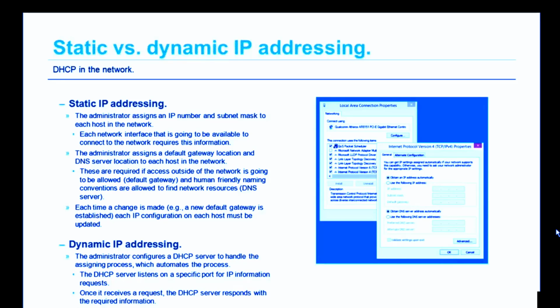That would be through the default gateway, and if human-friendly naming conventions are going to be allowed, that way you can more easily find network resources, and that would be through a DNS server. Now, each time a change is made, as in a new default gateway is established, each IP configuration on each host must be updated. That's why it becomes rather cumbersome and complicated as the network grows. Now, with dynamic IP addressing, the administrator configures a DHCP server to handle the assignment process, which automates the process and eases management. The DHCP server listens on a specific port for IP information requests. Once it receives a request, the DHCP server responds with the required information.